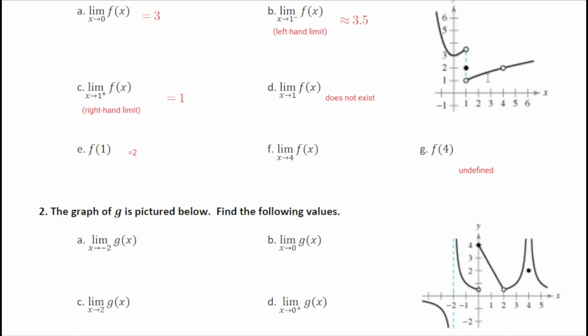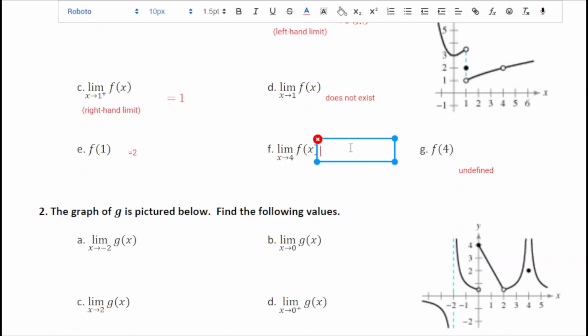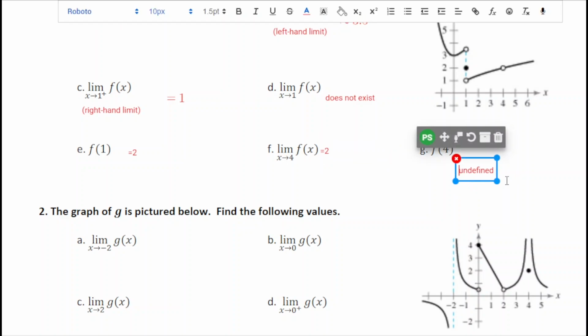So you can see that the left hand limit is approaching this value where the hole is, y equals 2. And if I do the same thing but from the right, I'm also approaching y equals 2. So the limit as x approaches 4 is 2, but the value of the function at x equals 4 is undefined, or it does not have a value.